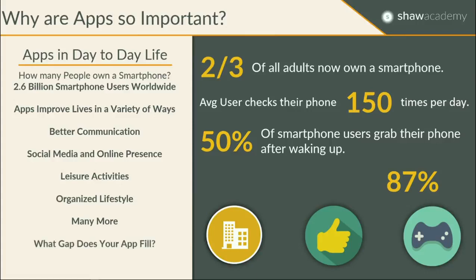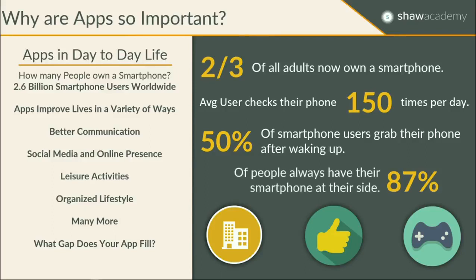So what gap does your app fill? What section of someone's life will your app fill? Will they use your app? Will they check your app when they wake up? Out of that 150 times a day, what section of that will be your app that the user is checking their phone for and using your app for? Because you need to think about this. How can you engage with the user?